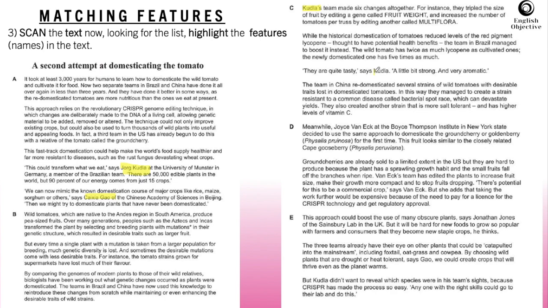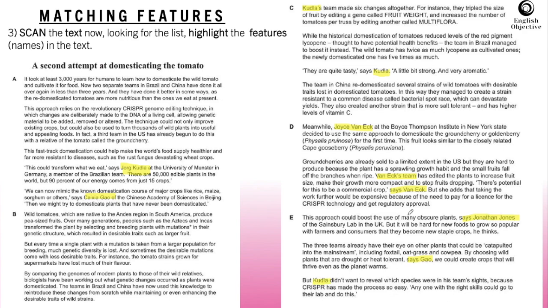Paragraph C. Okay, paragraph D. They are giving me Joyce Van Eyck. Again, Van Eyck's team. Van Eyck again. Something about Jonathan Johns there. We've got Gao again. Cutler again, and that's it.